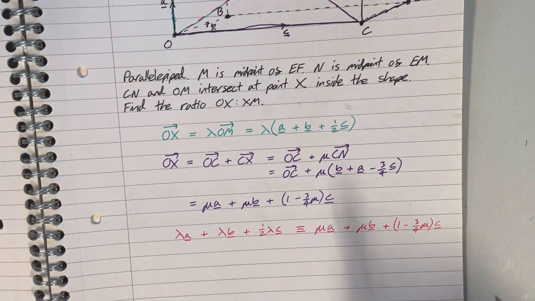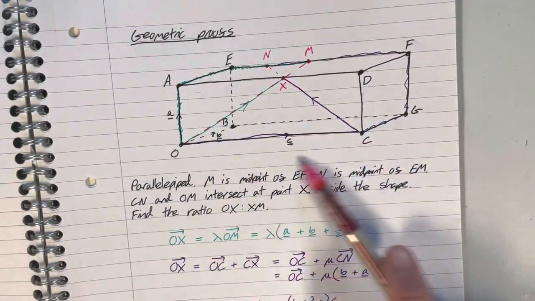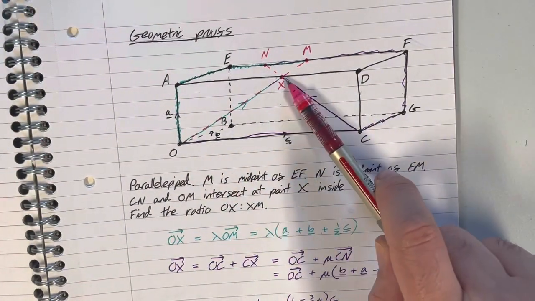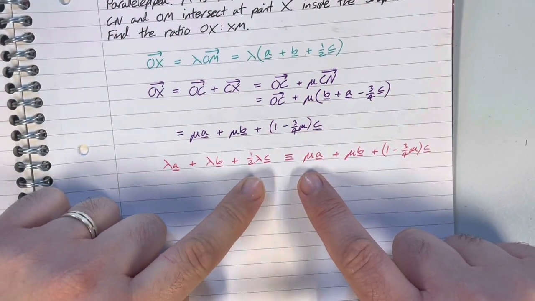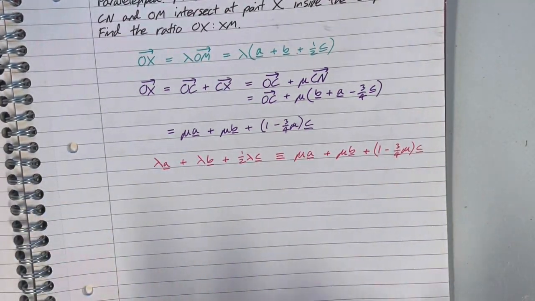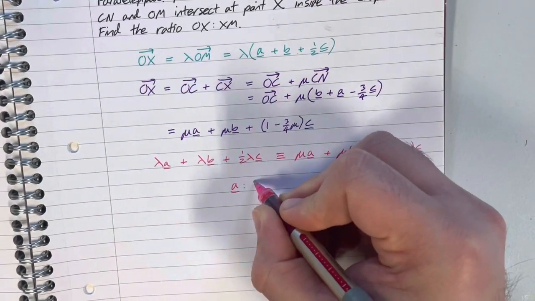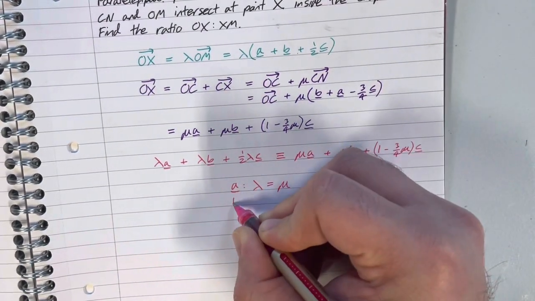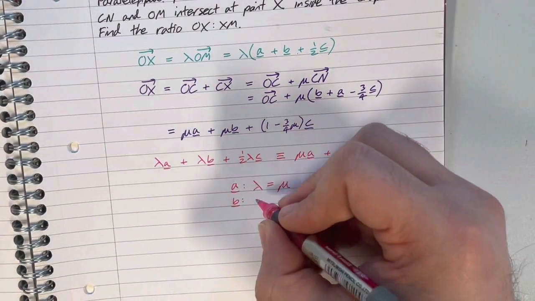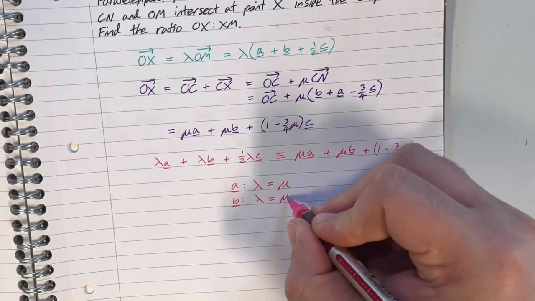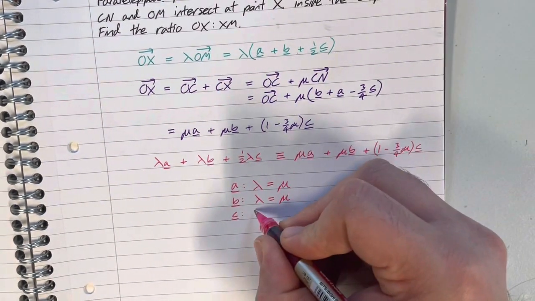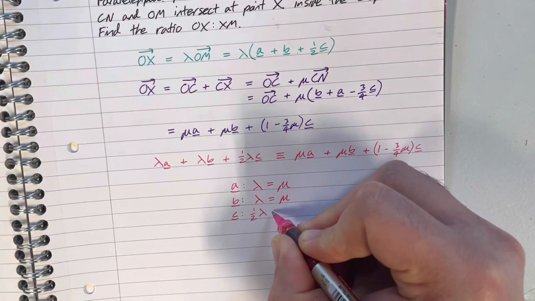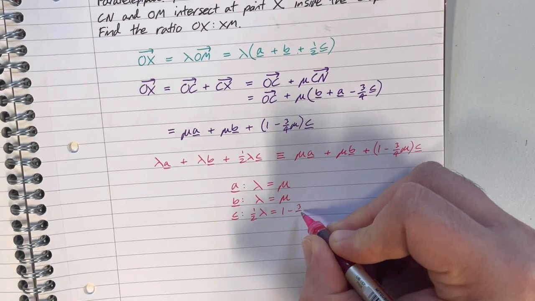That has to be true for whatever A, B, and C are. A, B, and C aren't defined explicitly in this question, and I've expressed O to X in terms of those A's, B's, and C's. So however I approach X from O, they must be identical. So these two must be identical, which means I can equate the coefficients of A, which gives lambda on the left equal to mu on the right. I can equate the coefficients of B, which again gives lambda equal to mu. That's actually no new information because those two are the same. And for the vector C, a half lambda must equal 1 minus 3/4 mu.